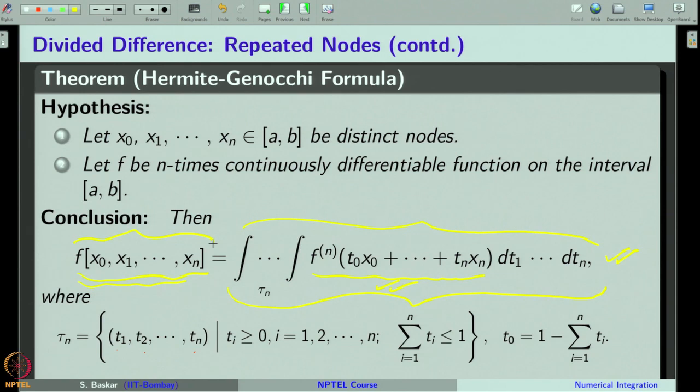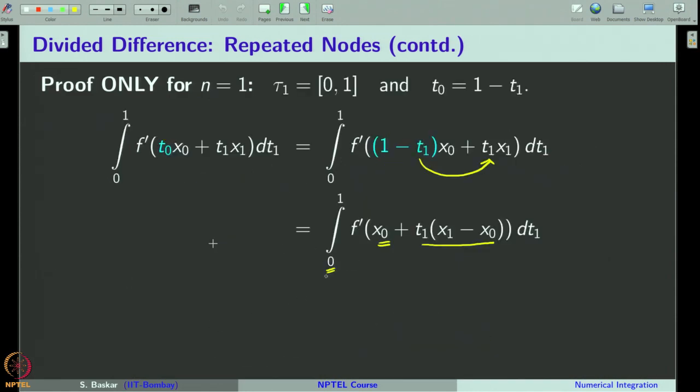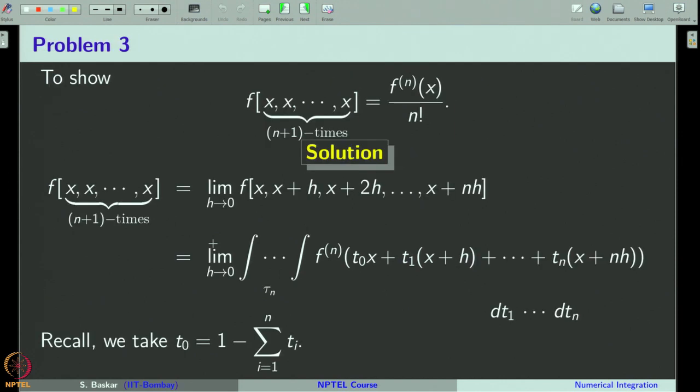You can similarly prove it for any n using an induction argument, but we will skip this proof for our course, and we will now go back to our problem that we started with. Recall that we want to prove that the divided difference of f of order n, where all the nodes are repeated, can be written in this form. Okay? So, how to prove that?